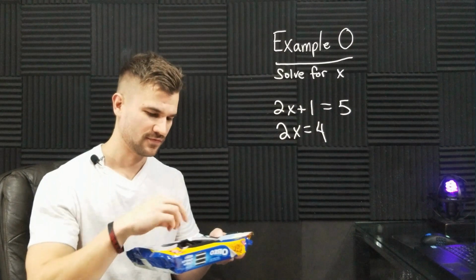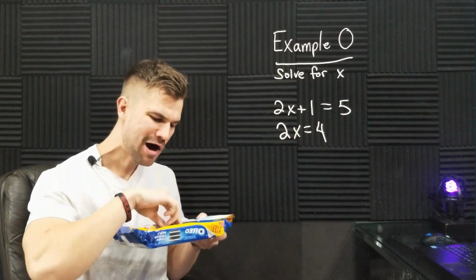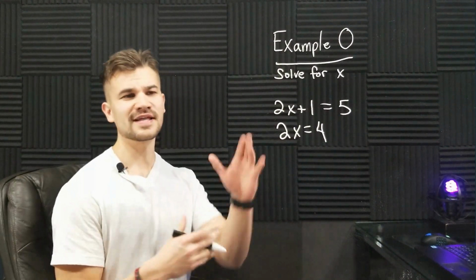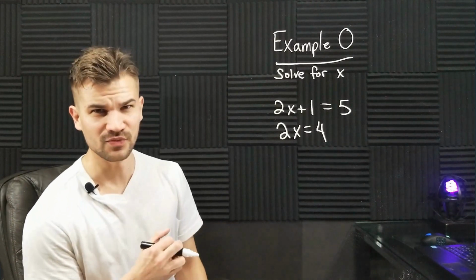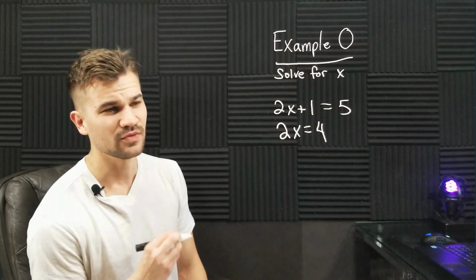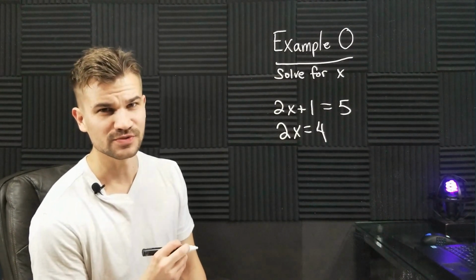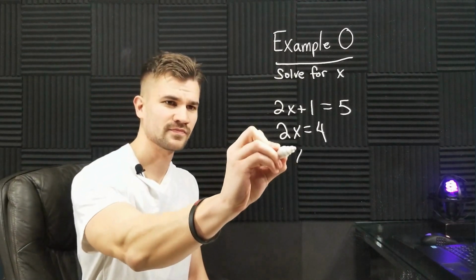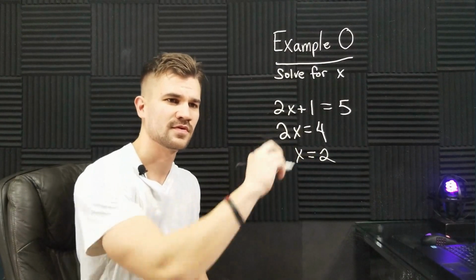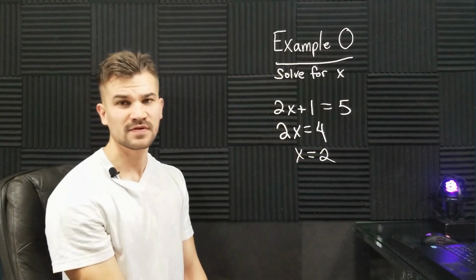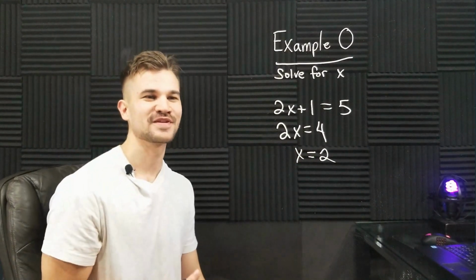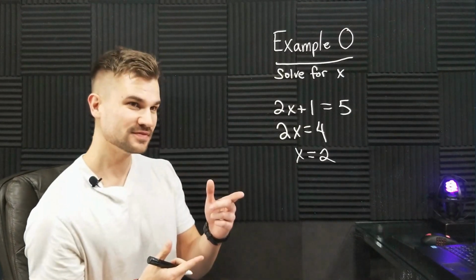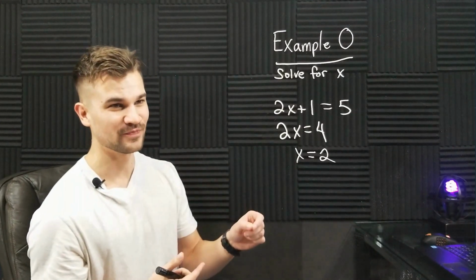Oh yeah. Okay, now what? Well, I'll tell you what. I want to divide by 2 so bad. I'm gonna do that. Oh yeah. There we go. So we solved this equation by subtracting the 1 and then dividing by the 2.